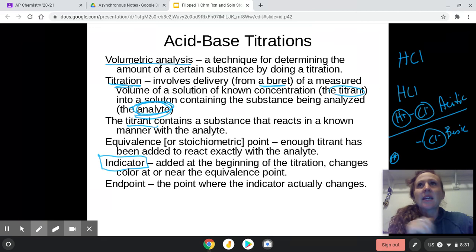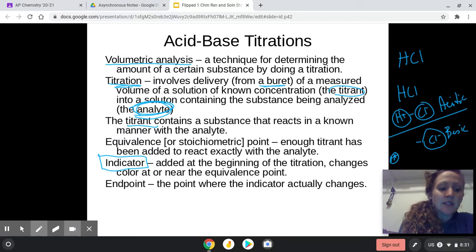Now, indicators are never strong acids or strong bases. They're always really, really weak acids and bases, but you get the idea. So two different forms, H plus on, H plus off, two different colors, becomes pretty useful for us.